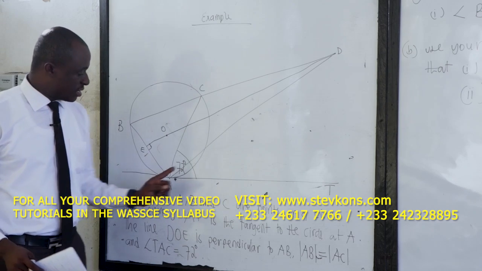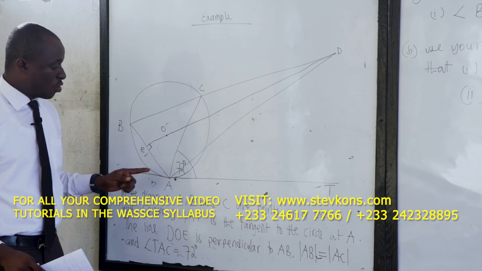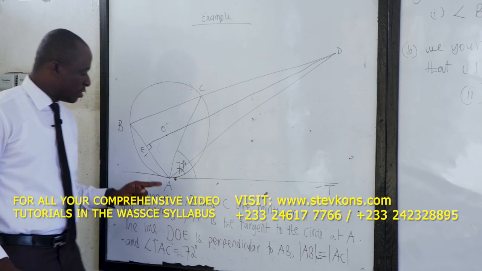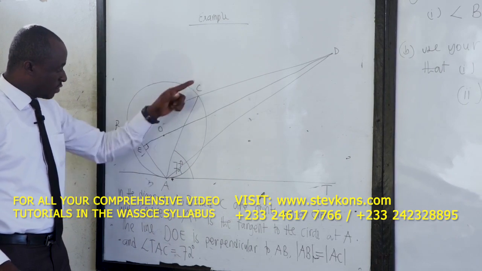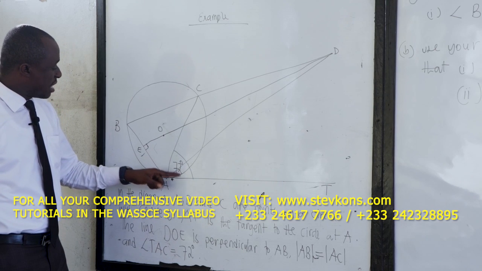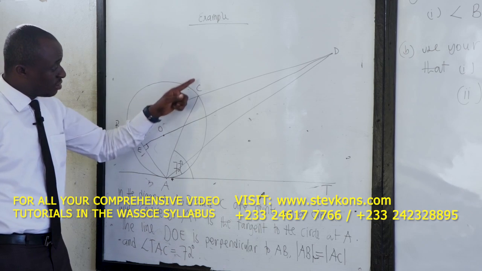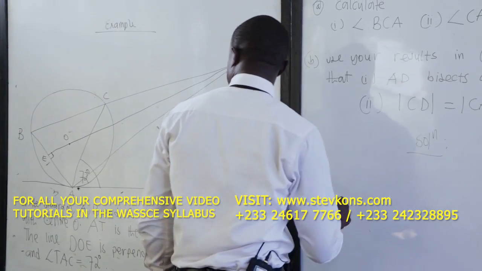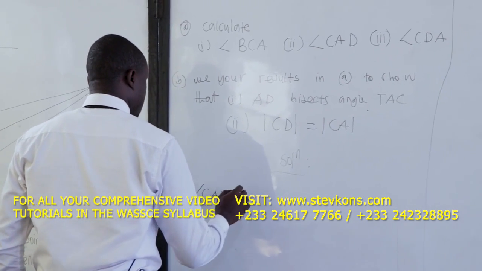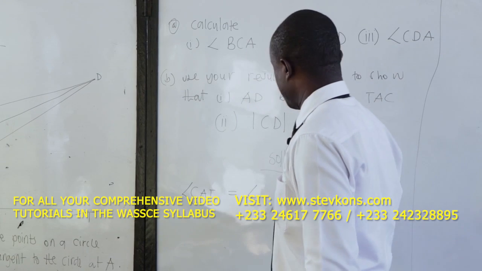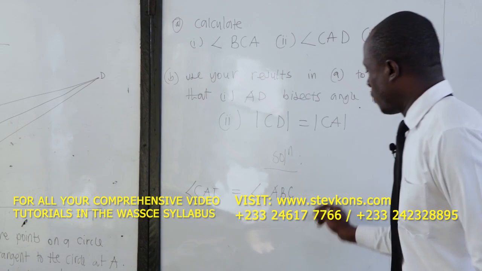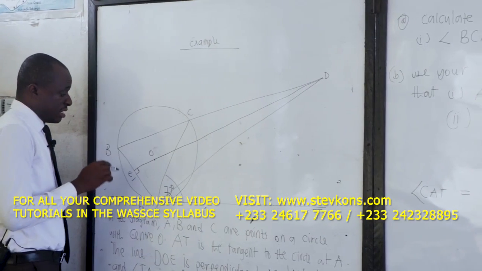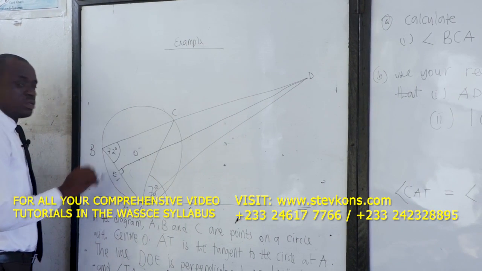Now, we have a tangent, and AC is a chord. We know the angle a chord and a tangent make is equal to the angle the chord makes in the alternate segment. So clearly, this is 72 degrees. Because of this AC, this angle is equal to the angle over here. So we can say that angle CAT is equal to angle ABC, which is equal to 72 degrees.